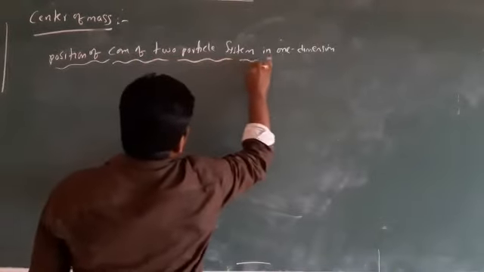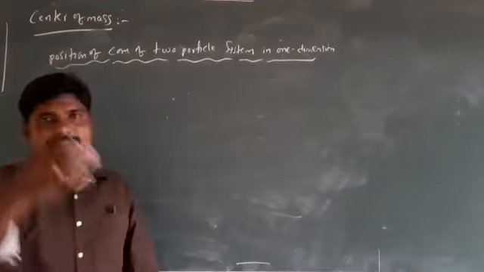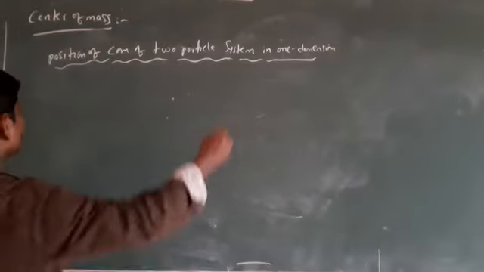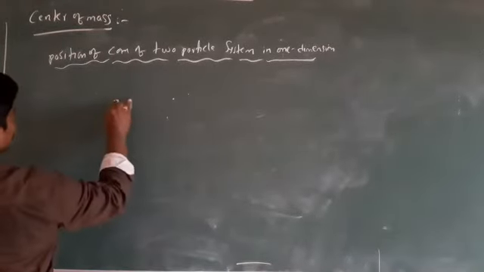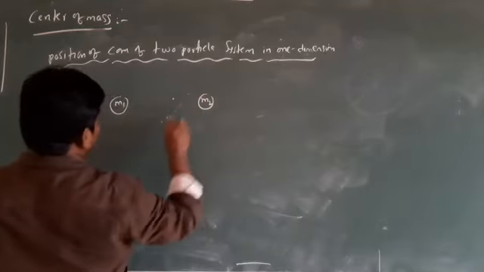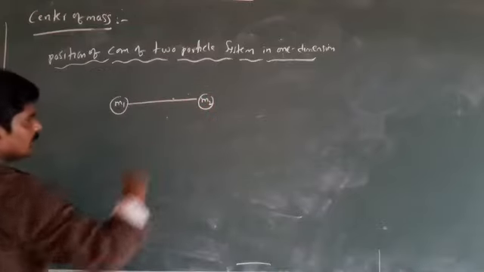Position of center of mass of two-particle system in one dimension. In one dimension means the particles are along the x-axis. Consider two particles, one of mass m1 and the other of mass m2. The distance between these two particles, let it be d.